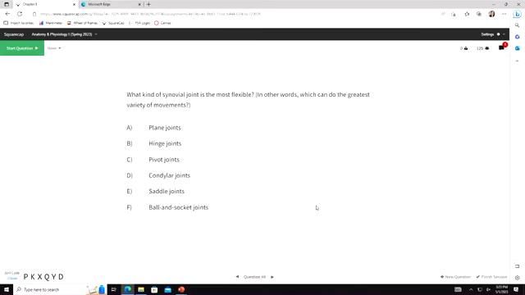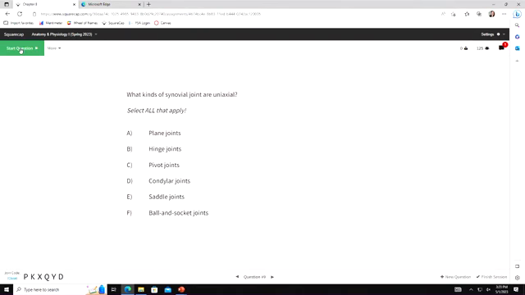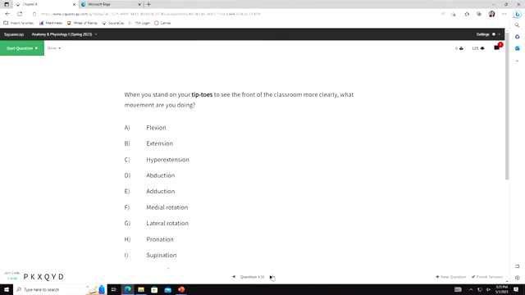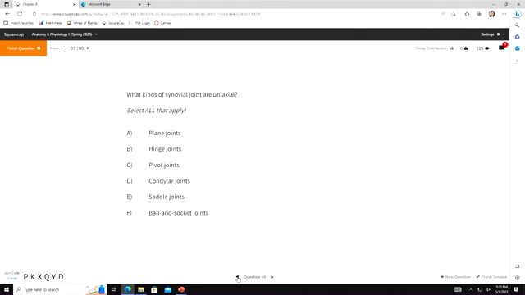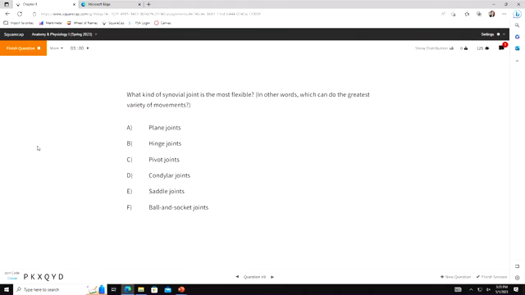Before we start talking about specific movements, let me pop up a couple of questions in here. Two questions, one about the types of joints and one about those axial words.